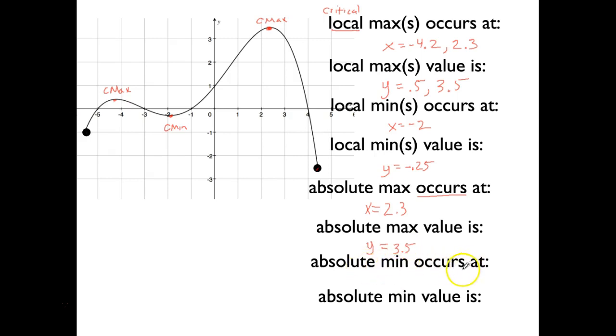Okay, the absolute min occurs at. Now this is a critical min, but remember these endpoints are both further down, this one being the furthest down, so that is the absolute min. And it occurs at 4.5, it looks like. And the absolute min value, so what is the y value for it? About -2.5. Okay, and there we go. That is everything for this lesson.